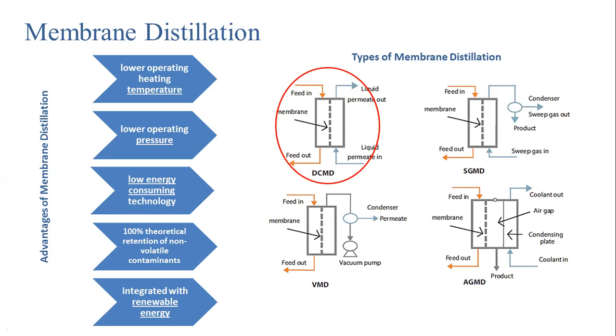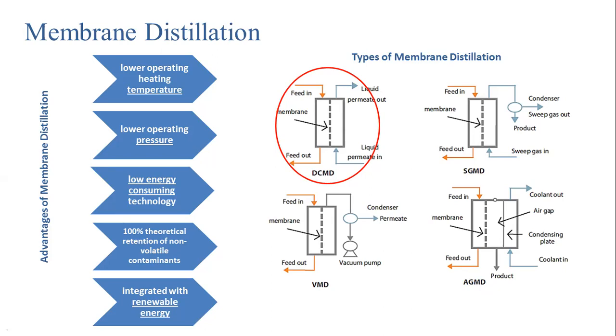While VMD is vacuum membrane distillation, similar to sweeping gas, but they put a vacuum pump to enhance collecting the water vapor from the membrane and from the hot feed. While AGMD is called air gap membrane distillation. The membrane basically is next to the hot feed. On the other side, you have an air gap between them, and then you have a coolant.